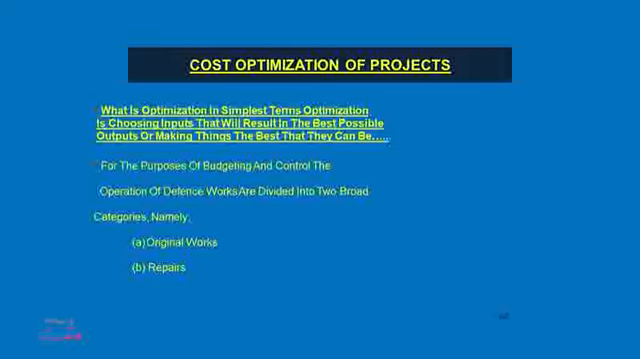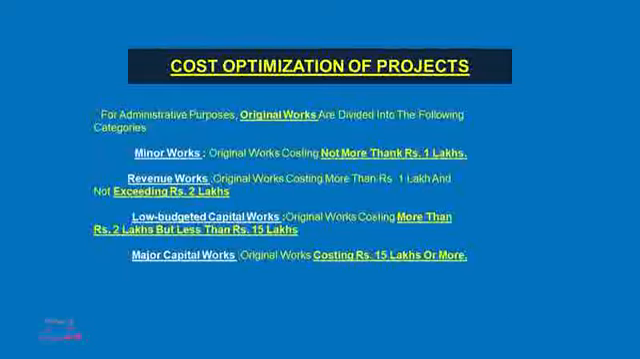What is optimization? In simple terms, optimization is choosing the input that will result in the best possible output, making things as good as they can be. For the purpose of budgeting and control, operations of defense works are divided into two broad categories, namely original works and repairs. For administrative purposes, original works are divided into the following categories.